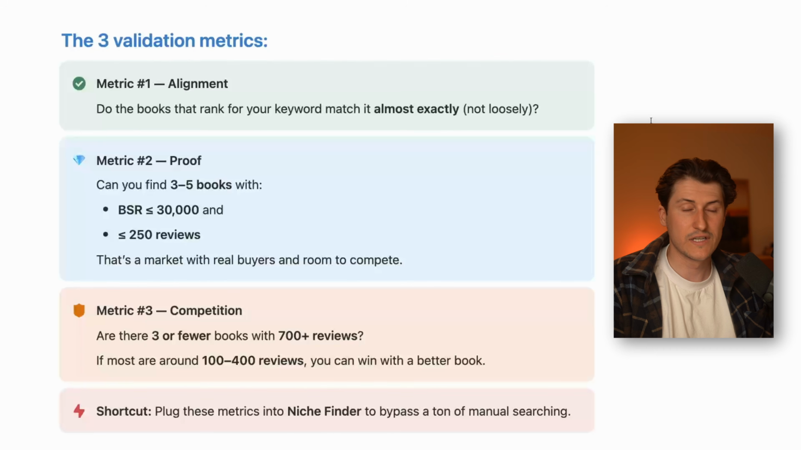The 3 validation metrics that we're going to look for are: number 1, alignment. Do the books that are ranking under the search term you just searched up actually match it almost exactly?